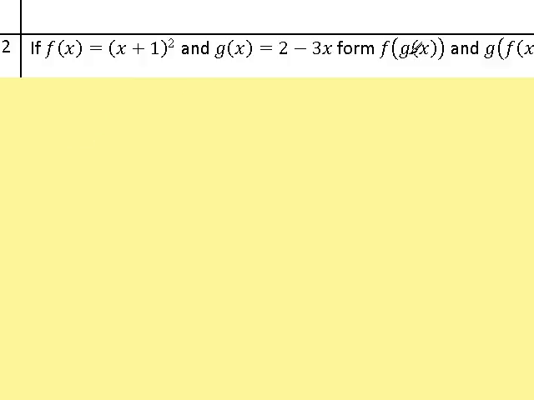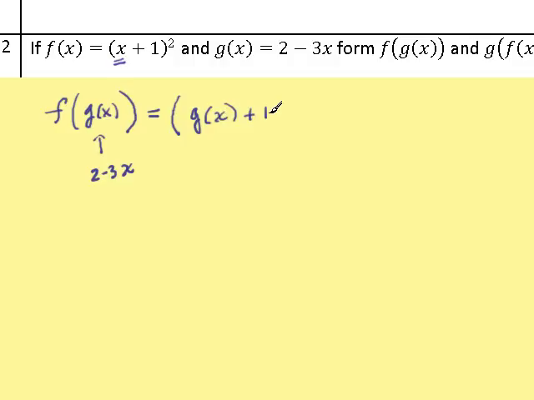In number 2, we want to form these two composite functions. So let's start with f of g of x. g of x is equal to 2 minus 3x, so we're going to put that right there. Here's our f function. Instead of x, we're going to put g of x. And right here we're going to replace g of x with what it's equal to, 2 minus 3x. All right, so let's do that.